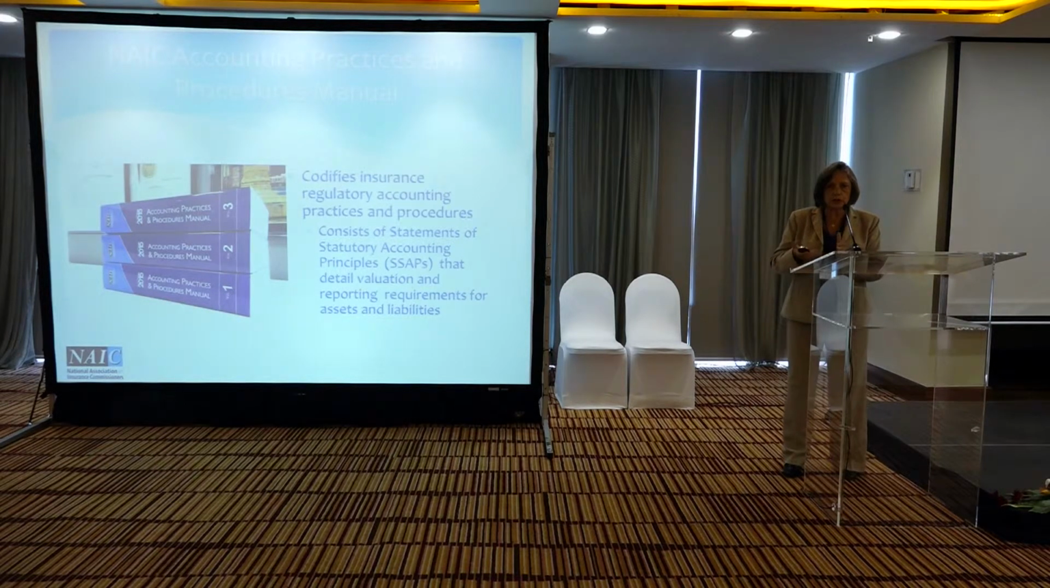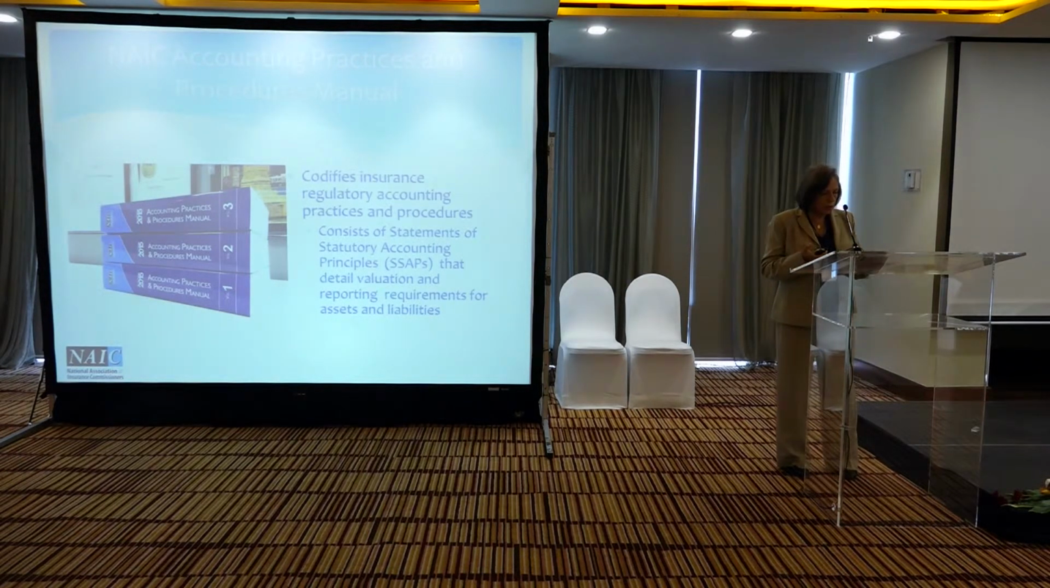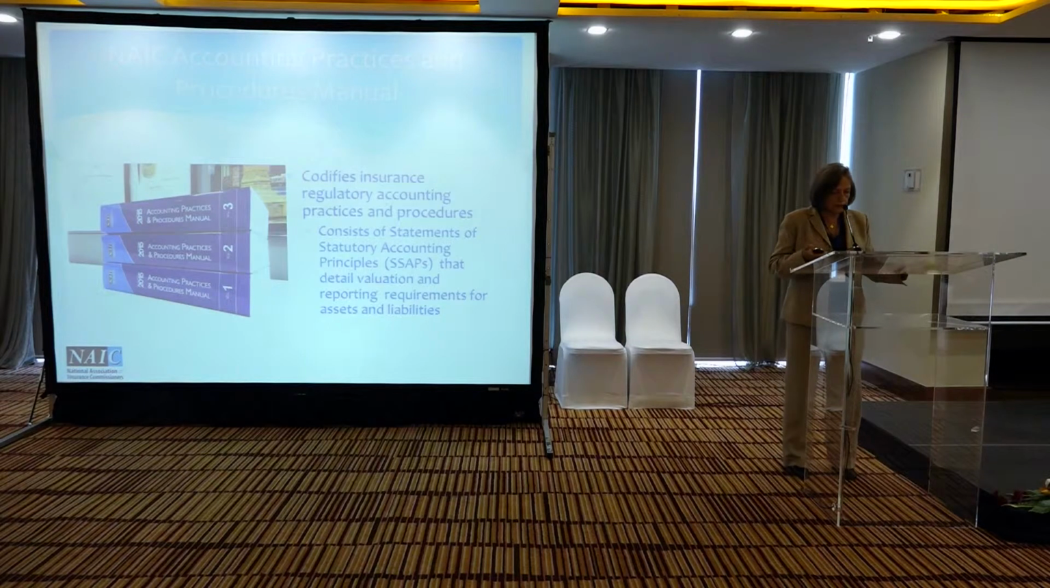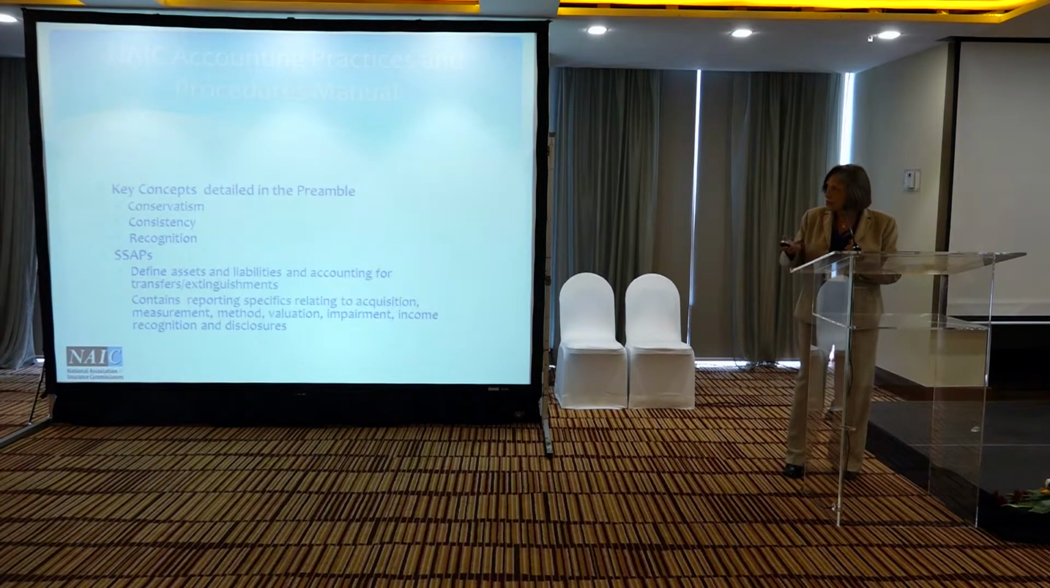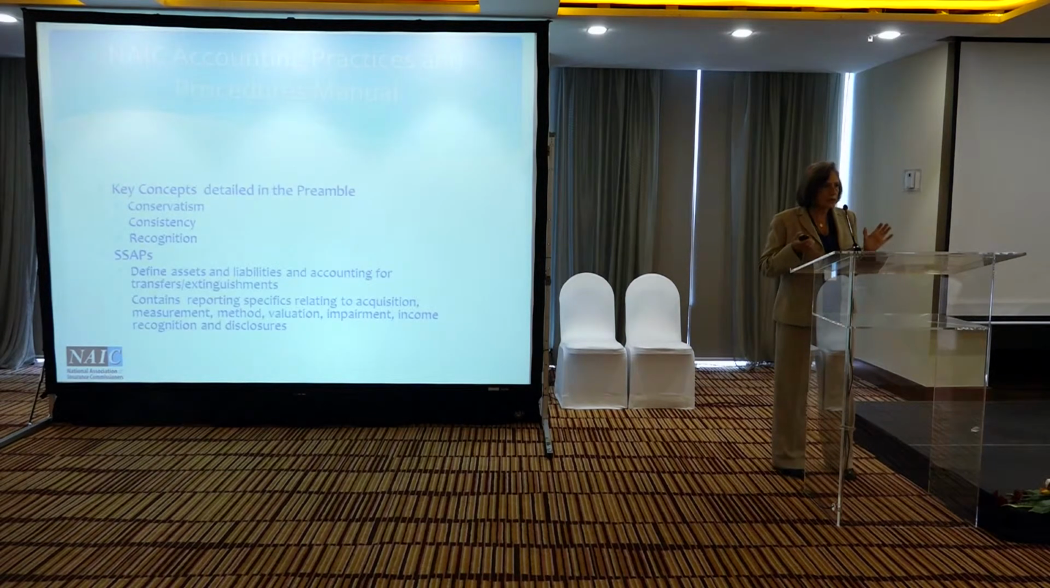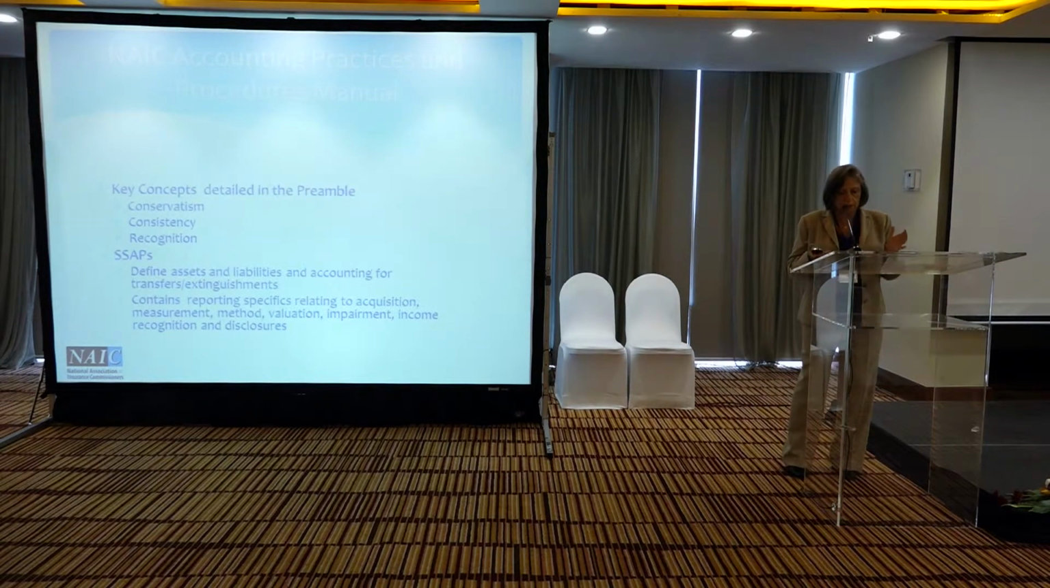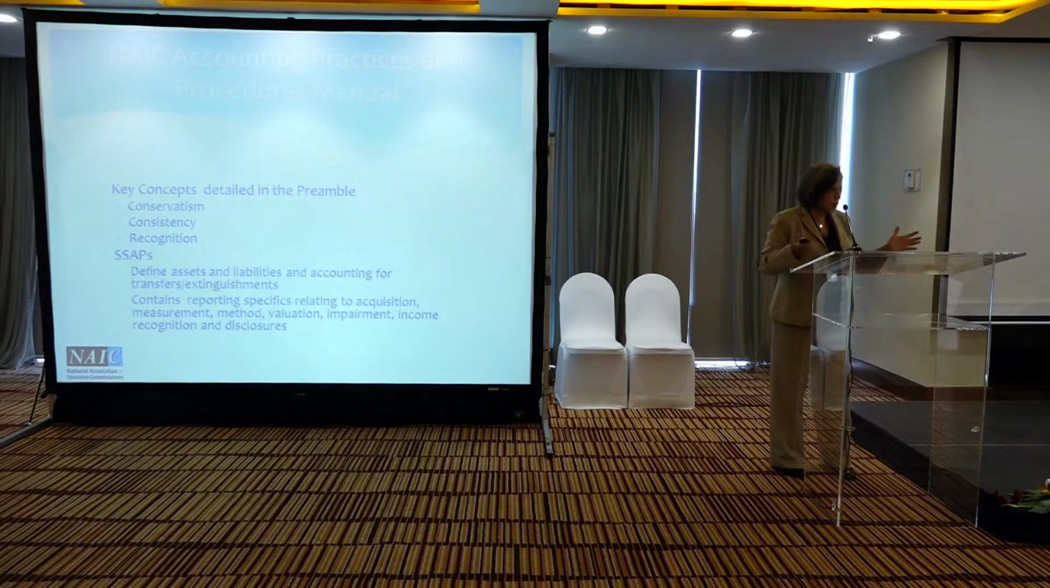So it's a long-term process that we adopt and develop these practices and procedures. And it's a transparent and open process that sets those accounting standards for the U.S. Okay, so what are in those standards? I think the three key elements for any system of valuation are conservatism, consistency, and recognition. And those three elements are highlighted in the preamble of our Practices and Procedures Manual, and I suspect they run throughout the globe when it comes to insurance regulation.